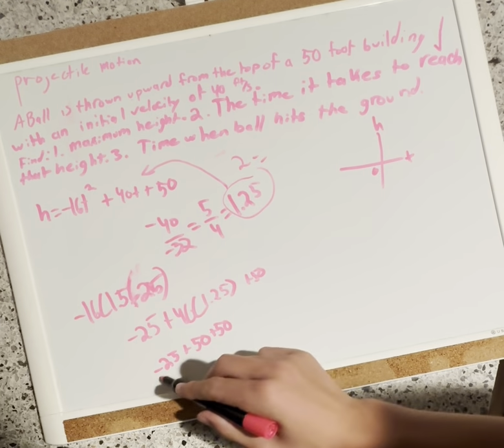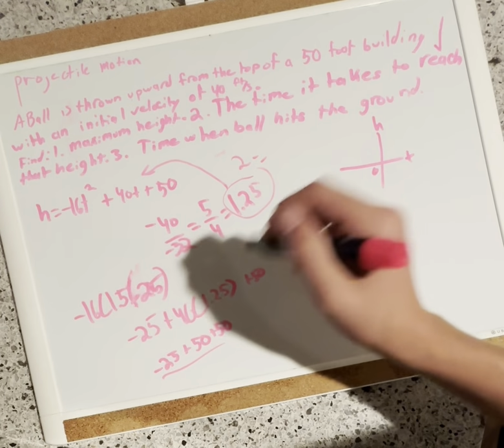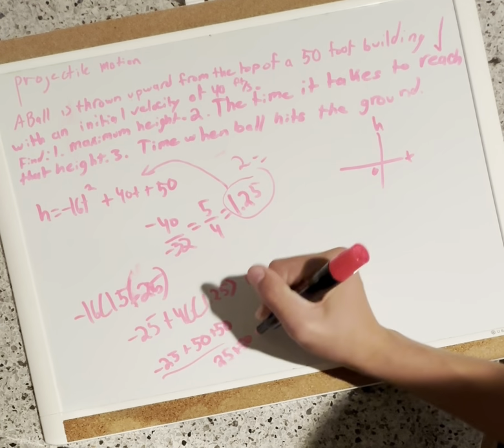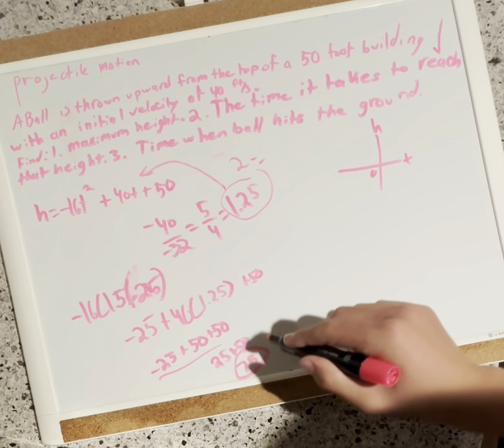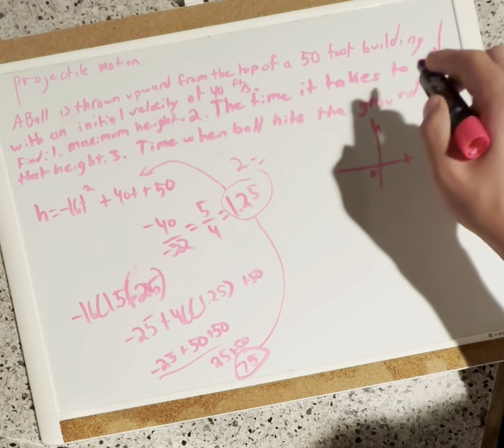So then now this is the equation to get to the maximum height. Negative 25 plus 50 is 25, plus 50 equals 75. 75 will be the maximum height. 75 feet, that is. Make sure we're using units.